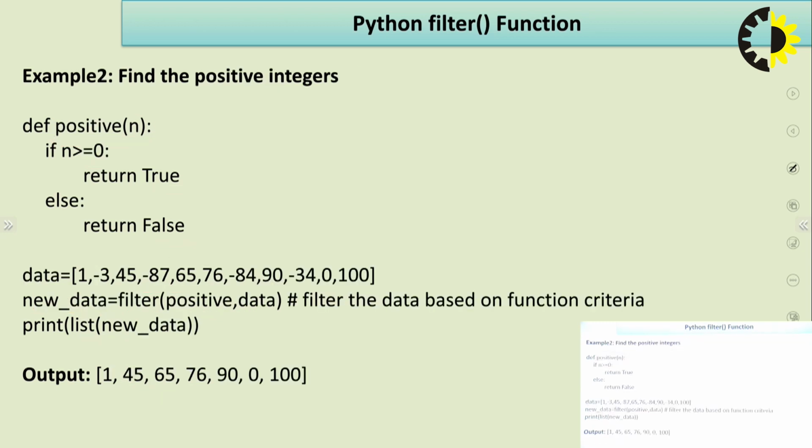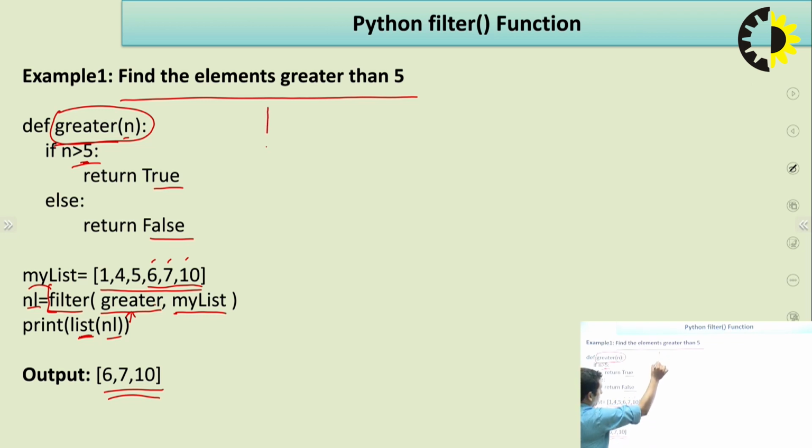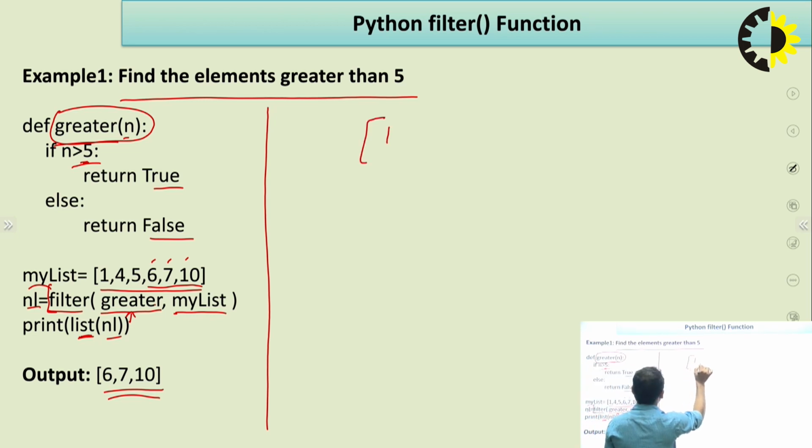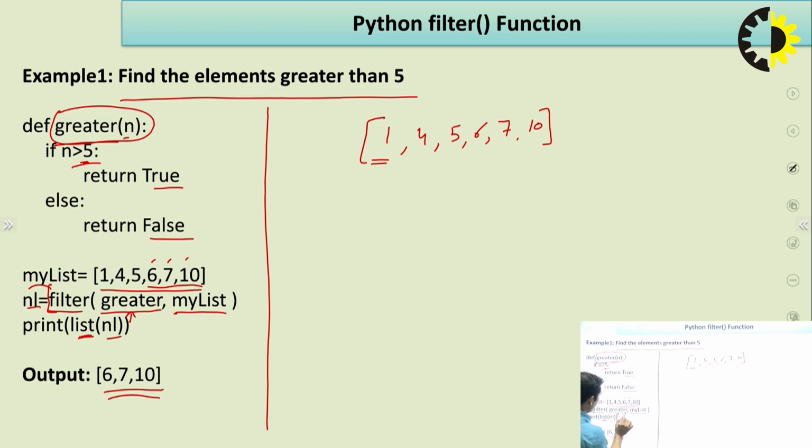Now we will see the process of how this works. Our list is my list having the elements 1, 4, 5, 6, 7 and 10. The first element is 1, and 1 is passed into the function greater, means n equals 1. The condition is n greater than 5. Is this true or false? This is false. So we come to the else part and we return false. For this element we get the false value.